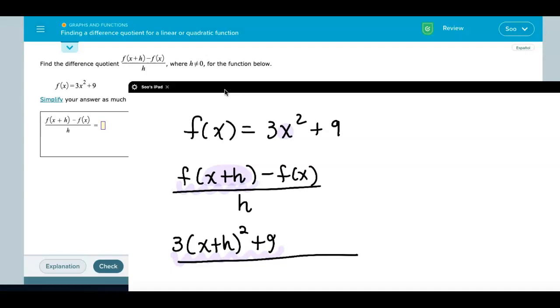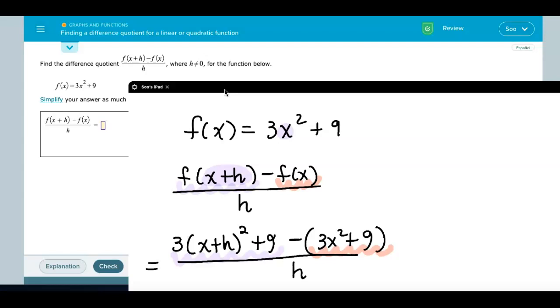And what comes after that? We need a minus sign, right? We need a minus sign. Minus. And they said subtract f of x from it. And f of x is 3x squared plus 9. So we are done setting up the numerator. So this f of x is this. I hope this purple and orange substitutions are clear. And then I'm going to do dividing by h.